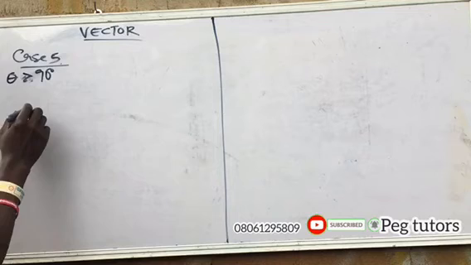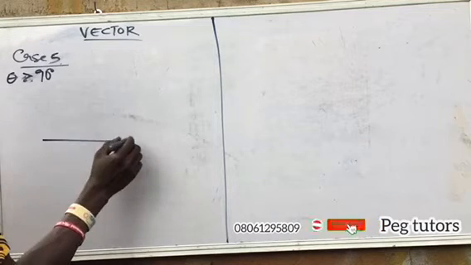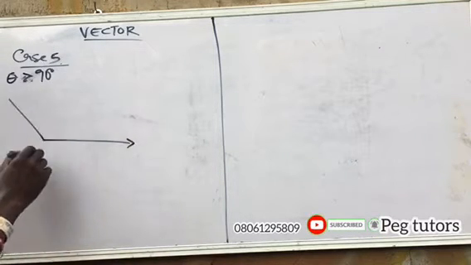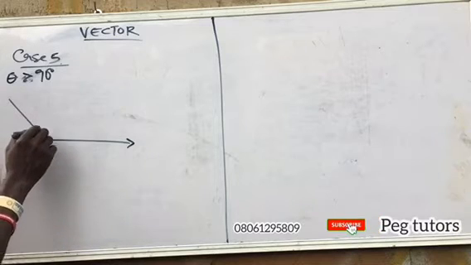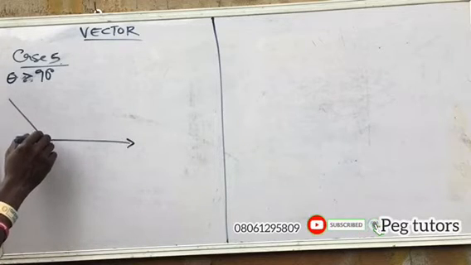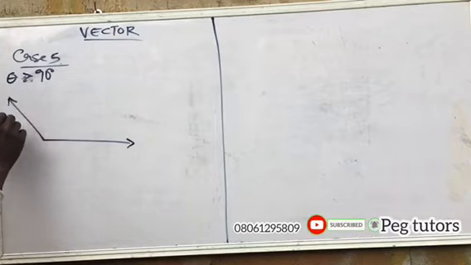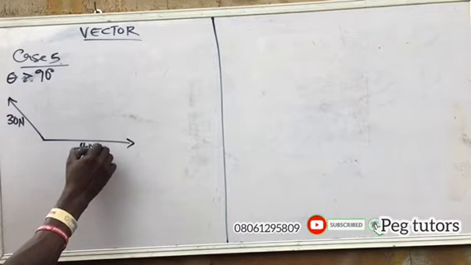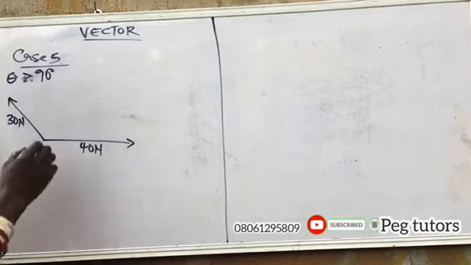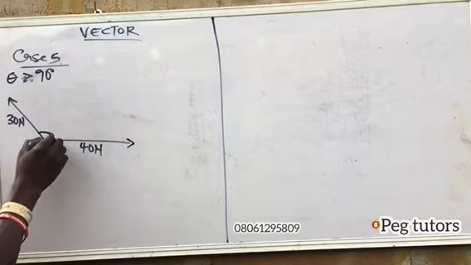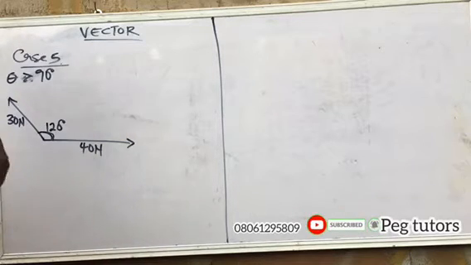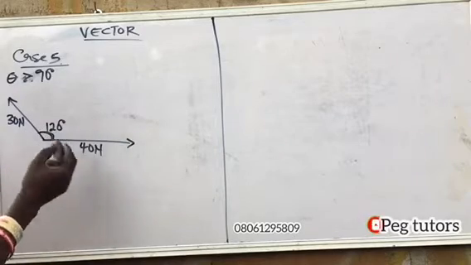So let's see this. It means that if we have a horizontal vector like this, the other one should be in this way. You can see this is supposedly 90 degrees, so it must be bigger than 90 degrees. Let's have a 30 Newton vector and a 40 Newton vector, something like this. What do we choose for theta? 120 degrees. So let's say theta here is 120 degrees.